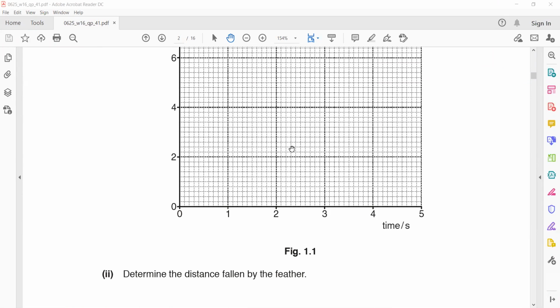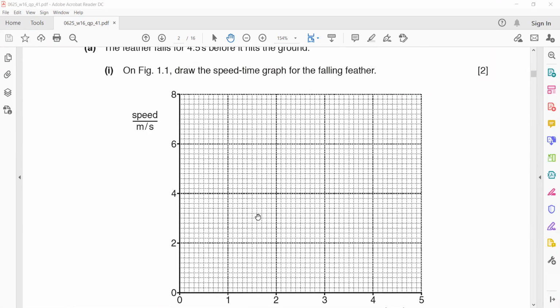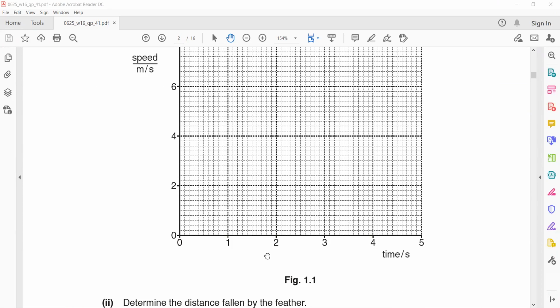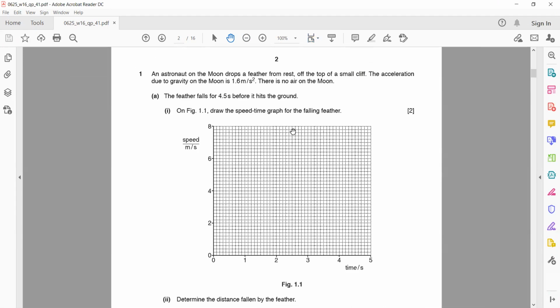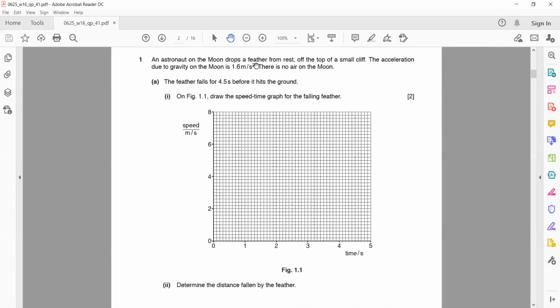1 A2. Determine the distance fallen. So basically that is related to the first part. You will use area under the graph to find the distance as the object is accelerating.